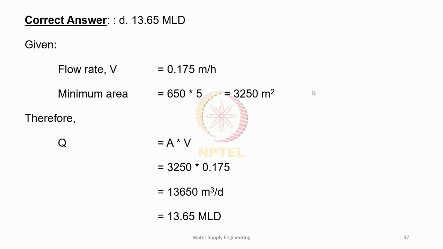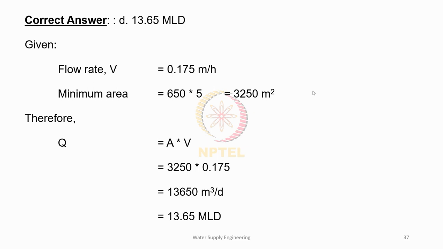The range is given, I think, 250 to 649. So can we assume any other value in between that range? No, that particular value is given for 4 sand beds, but in the question it is told that it is designed for 5 sand beds.